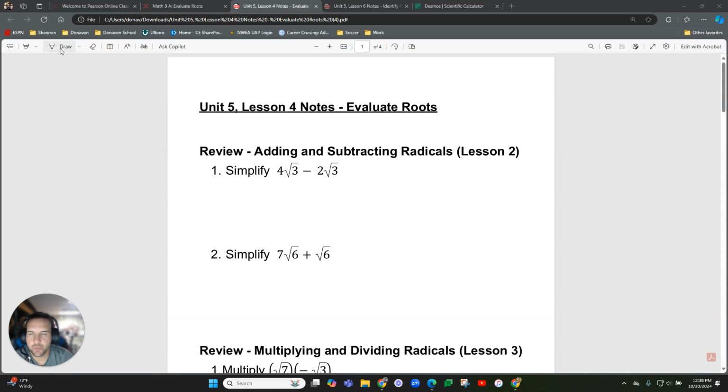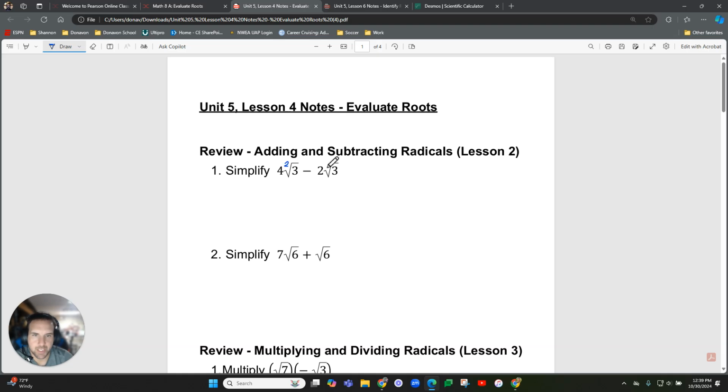Good afternoon, class. So we're going to start off this live lesson recording for Unit 5, Lesson 4 notes, which is called Evaluating Roots, with a little bit of review. I'm going to very quickly go through these reviews because these questions were in the Lesson 2 and Lesson 3 recordings. Just as a reminder, when we are adding and subtracting radicals, we have to make sure they have the same index. In other words, the same root.